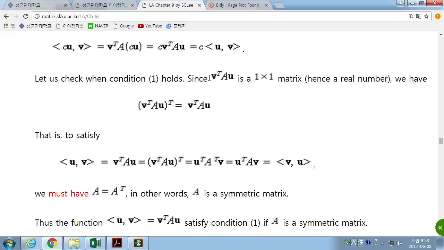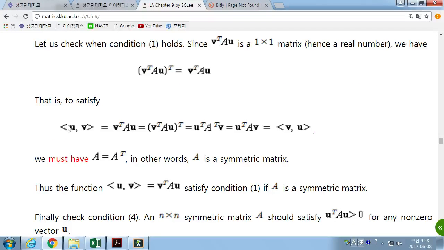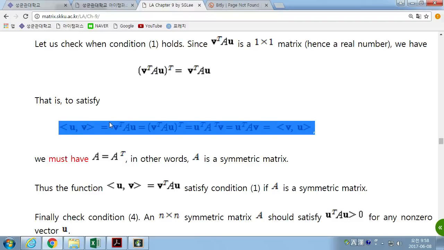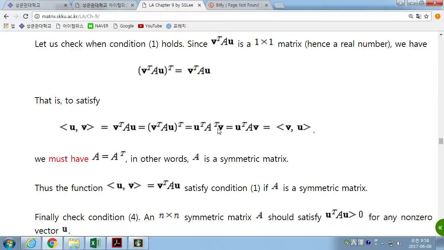First condition. V transpose AU is a 1-by-1 matrix. It's a scalar, just a real number. The transpose of V transpose AU is the same as V transpose AU. So the inner product of U and V is equal to V transpose AU, a 1-by-1 scalar, so it's the same as its transpose. This can be written as U transpose A transpose V, compared with U transpose AV, which is the inner product of V and U. But in order to satisfy this, we should have A transpose and A being the same. If not, these may not be the same. So, in order to have this first property satisfied, we must have A equal to A transpose. So if A is a symmetric matrix, then it always satisfies the first condition.